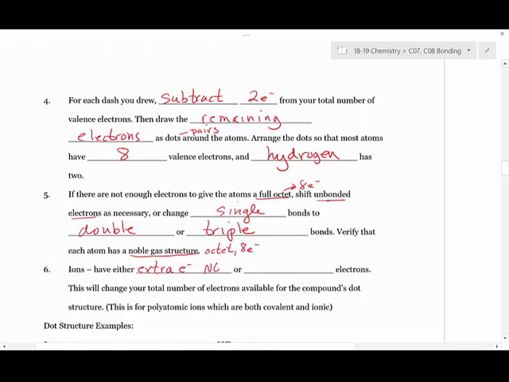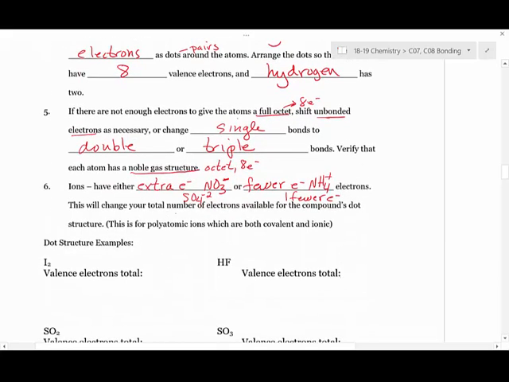Now occasionally we'll encounter an ion, and an ion will have what I will call extra electrons if that ion has a negative charge, like NO3 has a -1 charge. In that case, we would add 1 extra electron. If it has a -2 charge, like SO4 does, you would add 2 extra electrons. Or if it has a positive charge, there would be fewer electrons. An instance of that we will do below is NH4, which has a +1 charge. We would have 1 fewer electron. So this will change your total number of valence electrons that are available for the compound's dot structure.